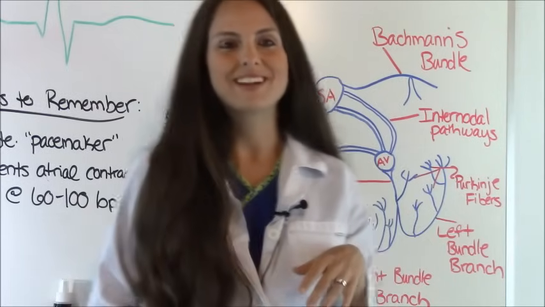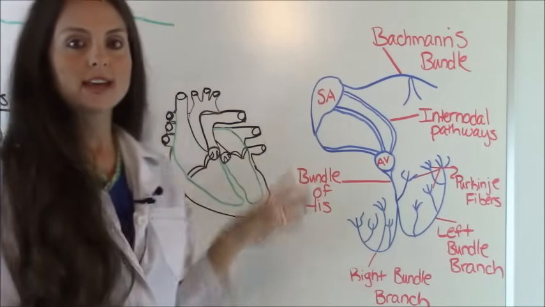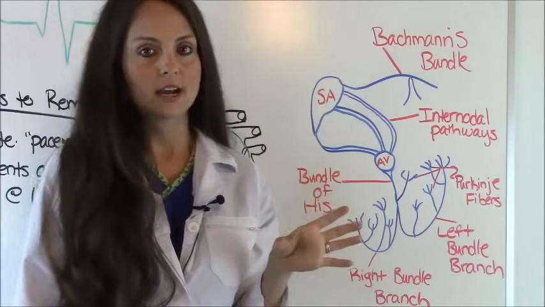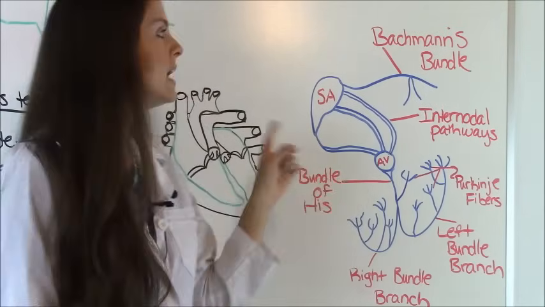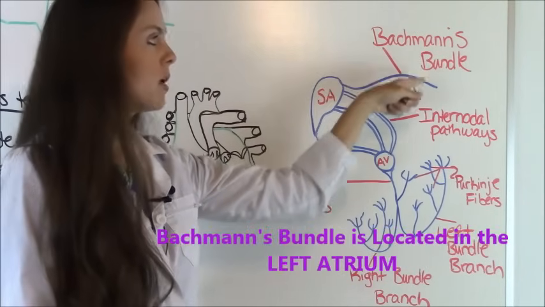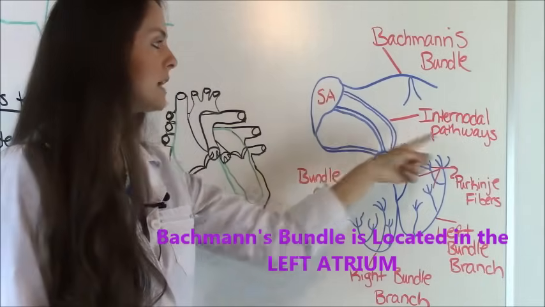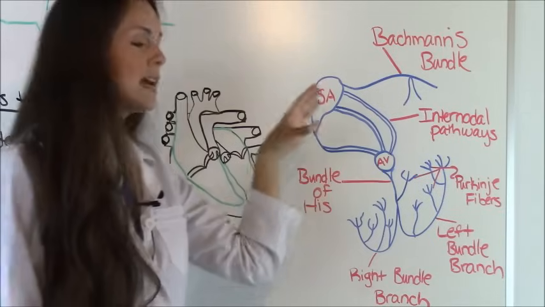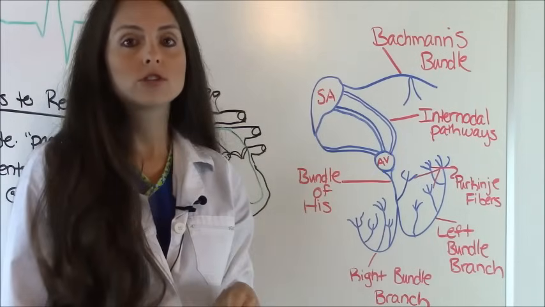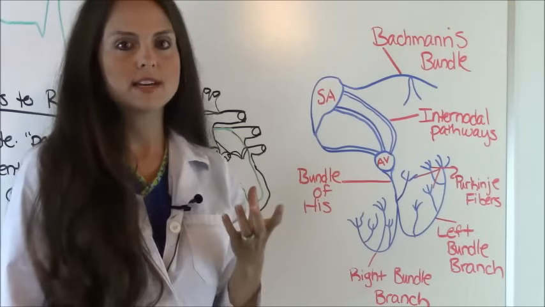So let's get started. From this drawing, we are gonna start in the SA node. Everything starts in the SA node, your sinoatrial node. It will branch off into the Bachman's bundle. Then the electrical impulses are conducted down through what are called internodal pathways, which send an impulse down to your atrioventricular node, which is the AV node.